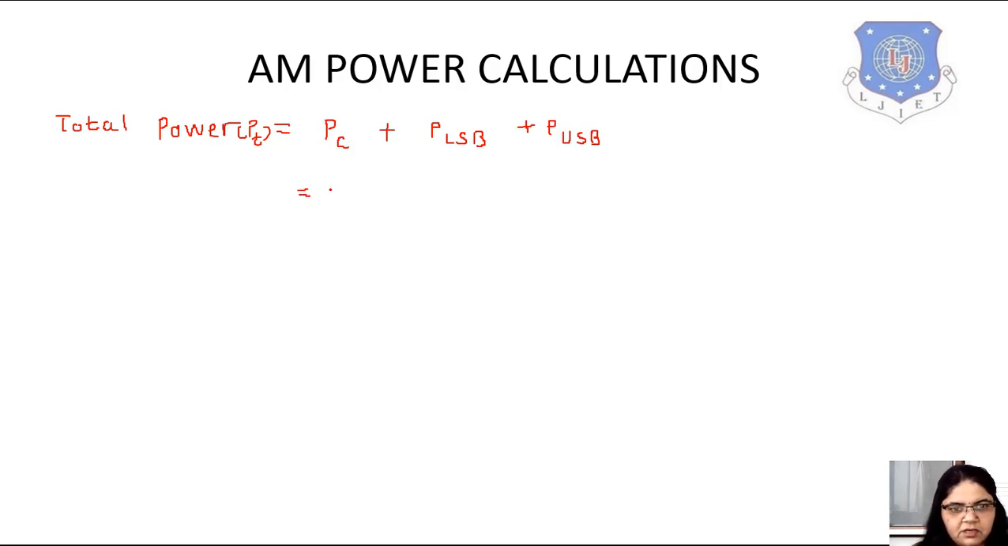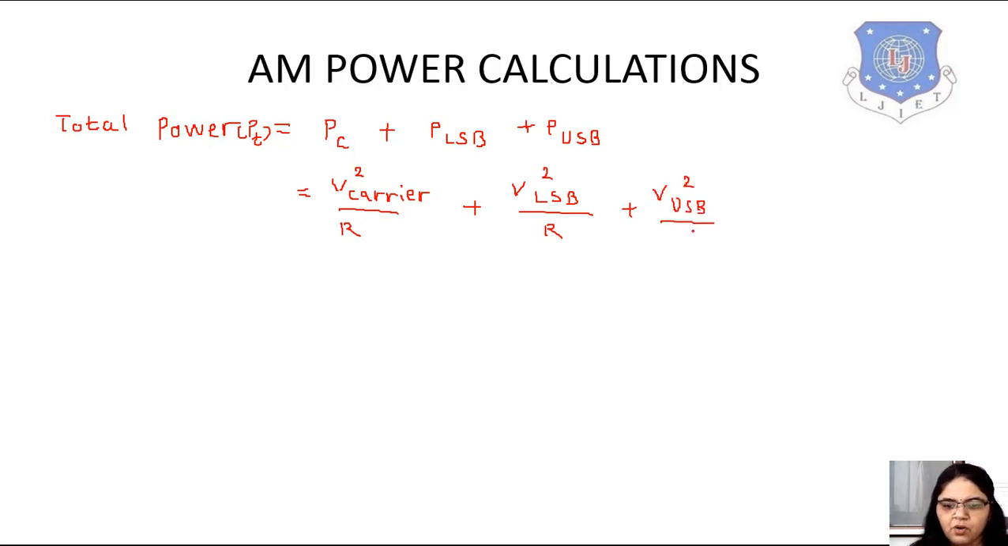What is the power equation? Power is always V square upon R. So here I'll write that equation. The power required to transmit the carrier is V square upon some resistance value that we are assuming, suppose 1 ohm. So it is V carrier square upon R, plus similarly V LSB square upon R, plus V USB square upon R.